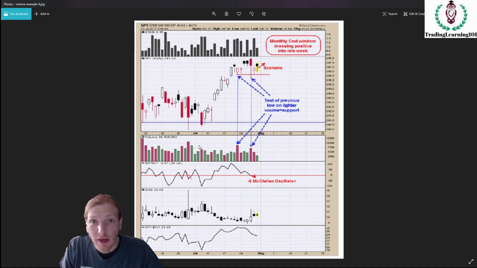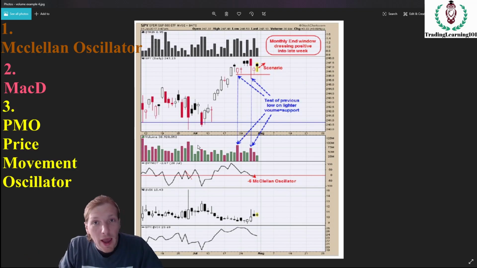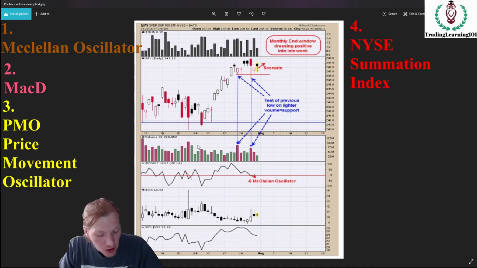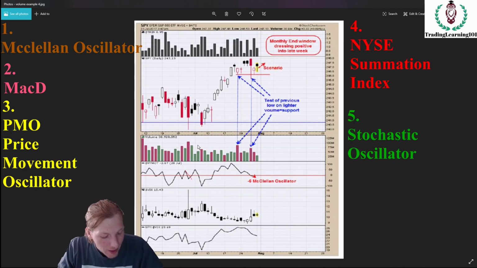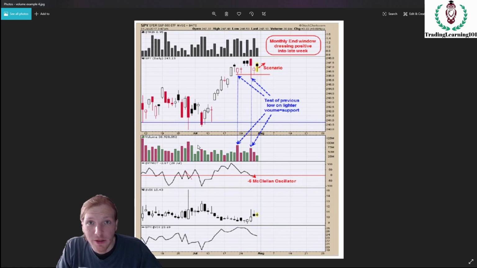A lot of indicators in this book. Some indicators that he goes over are the McClellan oscillator, the MACD, the PMO, price movement oscillator, the NYSE summation index, the stochastics oscillator, and the NYSE tick. He has a lot of indicators that he follows and covers in the book. And like I said, when he talked about the indicators, I just quickly ran through those sections because I'm not too big of a fan of indicators and following indicators. But this is an example that he would have presented in the book.